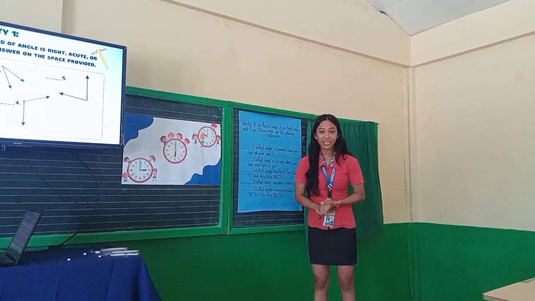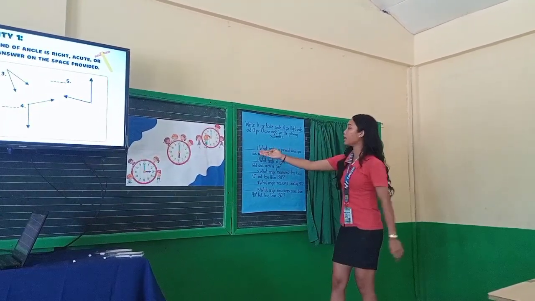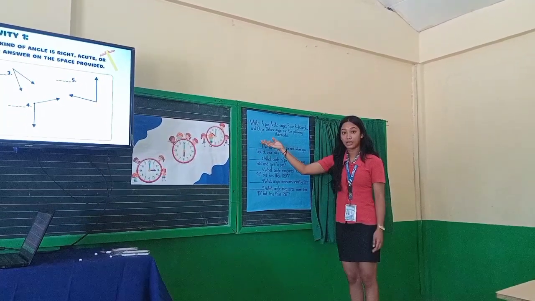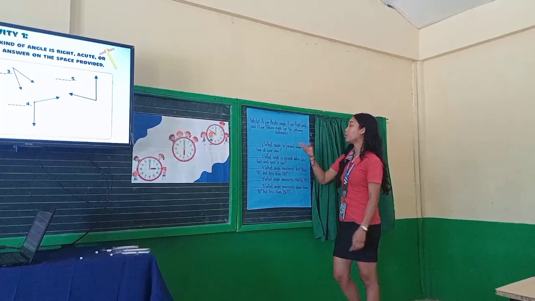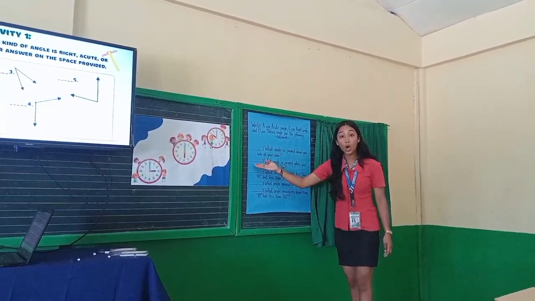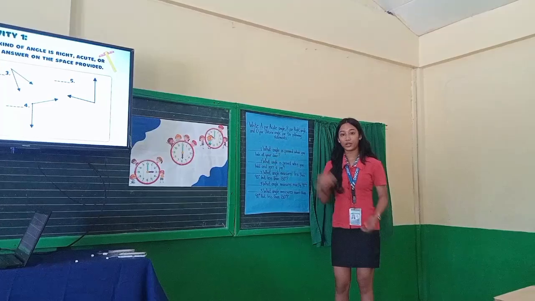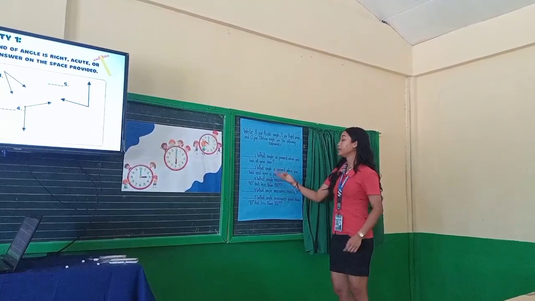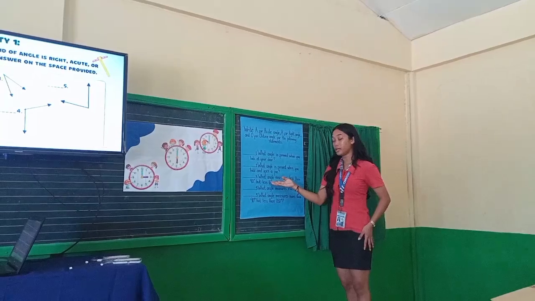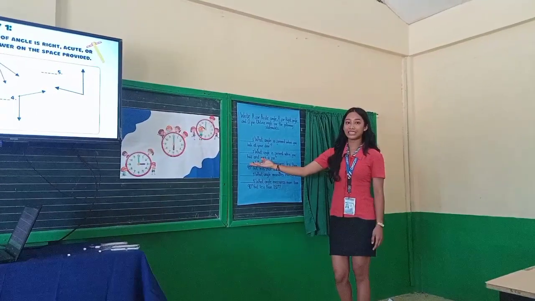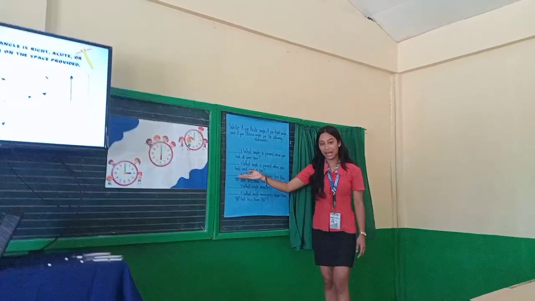Okay, let us check your papers. Number 1 is R. It is right angle. Number 2. It is O. The answer is letter O because it is obtuse angle. Number 3 is letter A. Correct. Letter A is an acute angle.